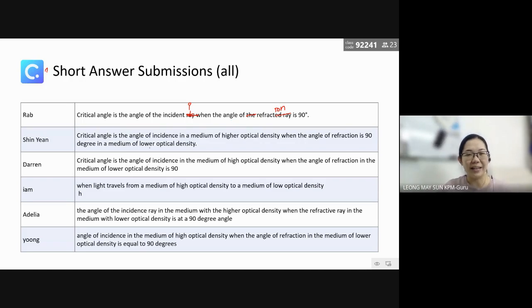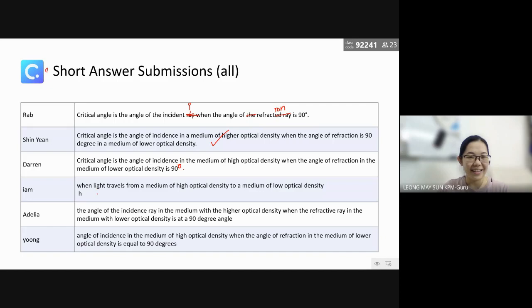Critical angle is the angle of incidence in a medium of a higher optical density when the angle of refraction is 90 degrees in a medium of a lower optical density. This one definitely should have hit the answer already. Angle of incidence in a medium of higher optical density, similar, but then the back part: when the angle of refraction in the medium of lower optical density is 90. Darren, wrong because the degrees is missing. Please remember to write the degrees. Degrees is the unit for angle.